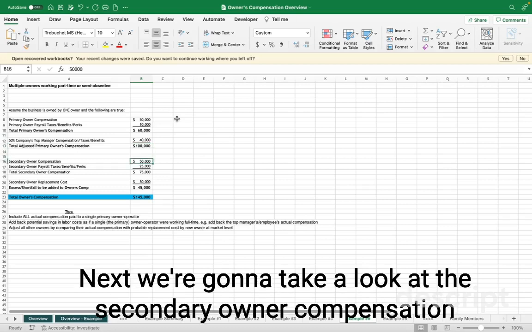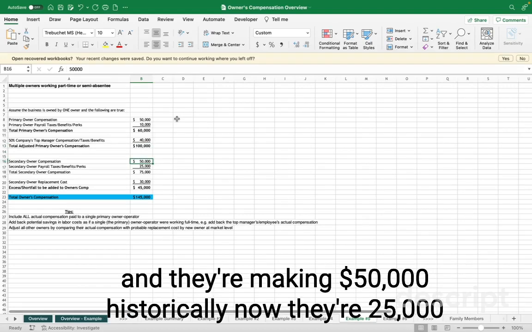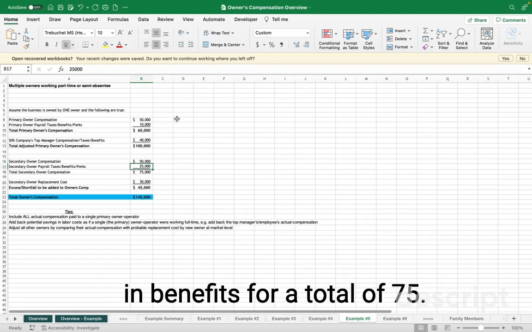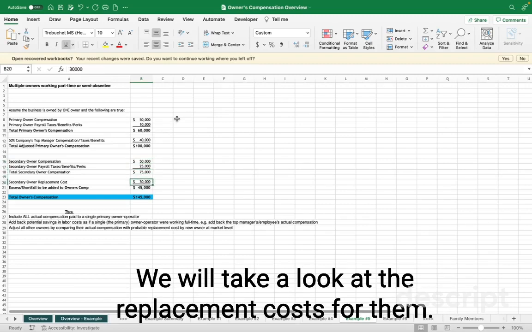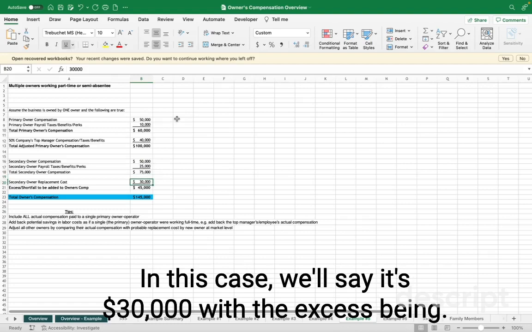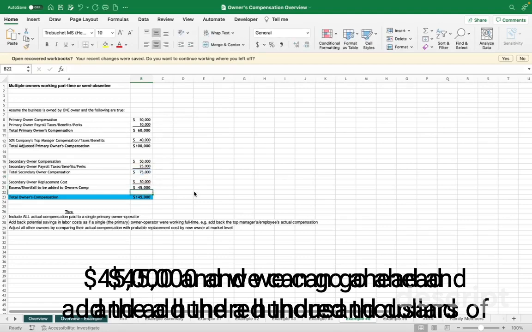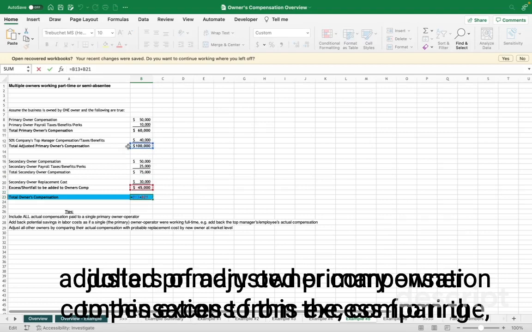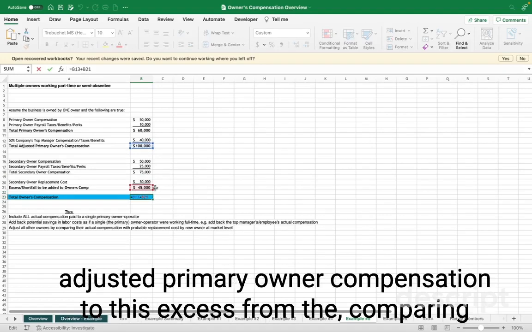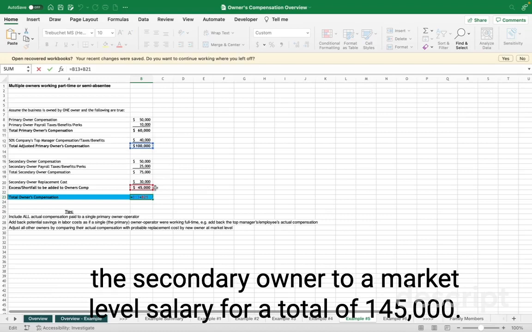Next, we're going to take a look at the secondary owner compensation, and they are making $50,000 historically, another $25,000 in benefits, for a total of $75,000. We will take a look at the replacement cost for them. In this case, we'll say it's $30,000, with the excess being $45,000. And we can add the $100,000 of adjusted primary owner compensation to this excess from comparing the secondary owner to a market level salary, for a total of $145,000.